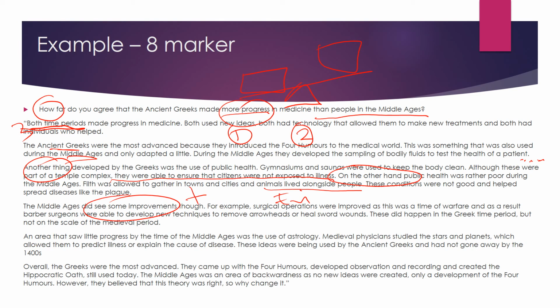For example, surgical operations were improved as this was the time of warfare. So my point, my example or my evidence is there. My explanation comes at the end. These did happen in the Greek period, but not on the scale of the medieval period. So the surgical techniques, I'm saying, is definitely a positive. It finishes off with an area that saw little progress by the time in the Middle Ages, and then overall there's a conclusion that brings it all together.